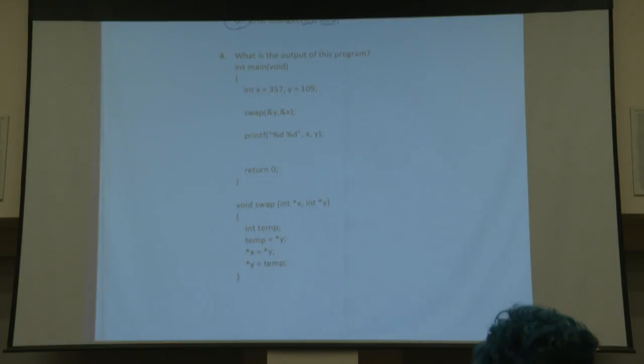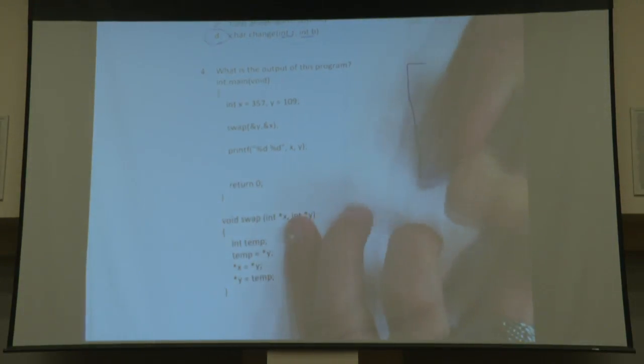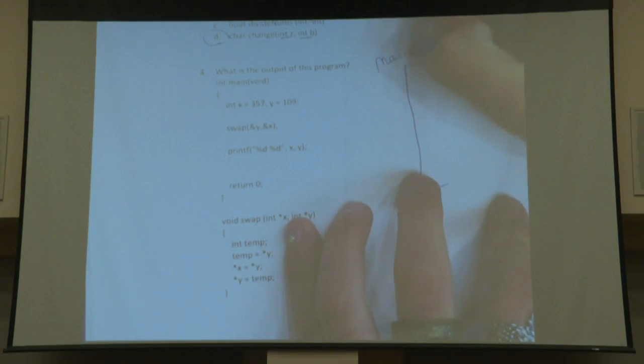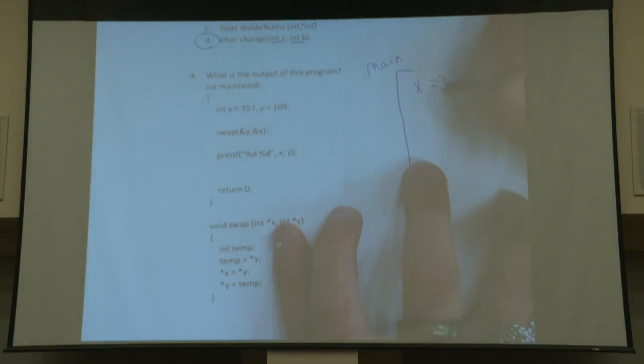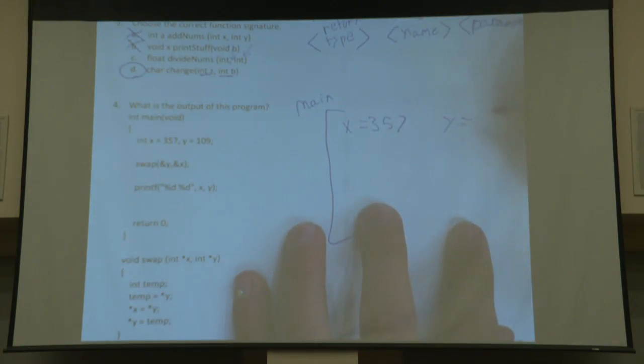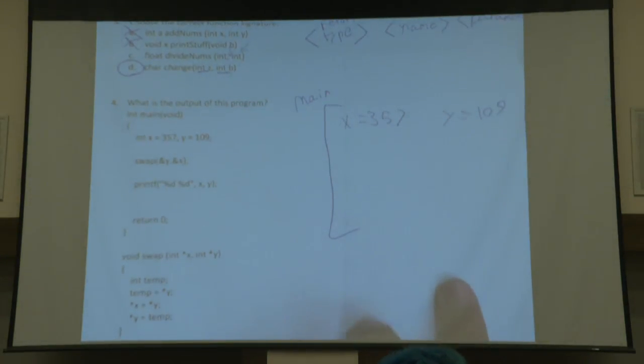With any tracing problem, you do want to keep track of your variables. So we have, within main, we have x, and we have y, right? So x starts at 357, y starts at 109. So we pass in y and we pass in the addresses of y and x.